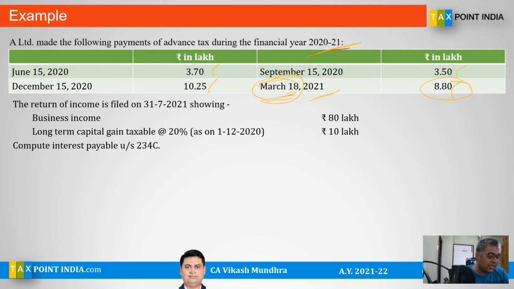The return of income is filed on 31st July 2021, showing business income of rupees 80 lakh and long-term capital gain. The capital gain was on 1st December 2020, 10 lakh. Compute interest payable under section 234C. First of all, you are required to calculate your tax liability.